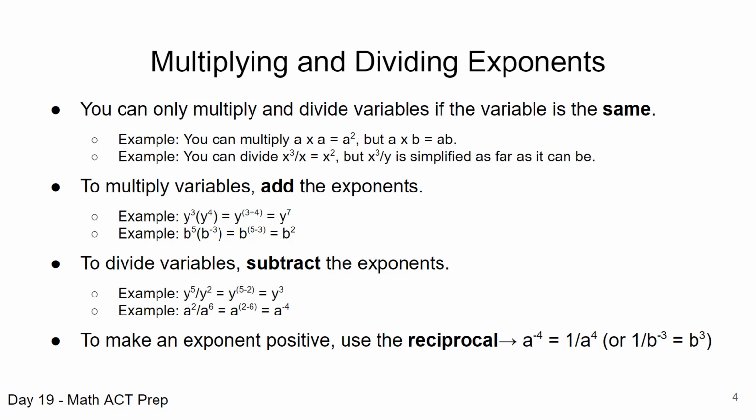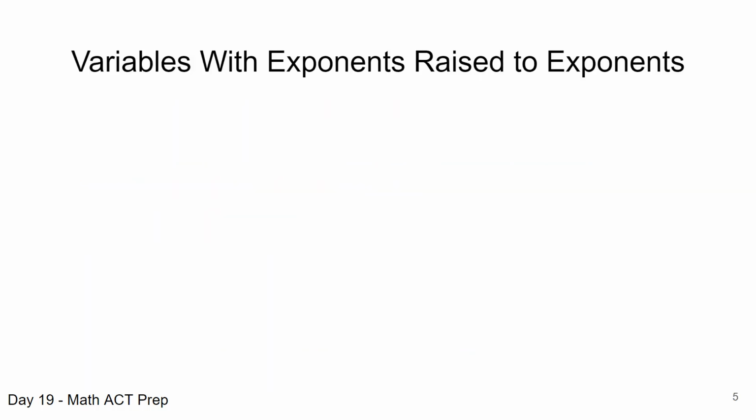Same way, what if you have a fraction like 1 over b to the negative 3? If we want to make a positive exponent, we're going to take the reciprocal of that and just have b to the third. So remember, to make an exponent positive, you get the reciprocal. We'll flip it. So that's how we handle multiplying and dividing with exponents.